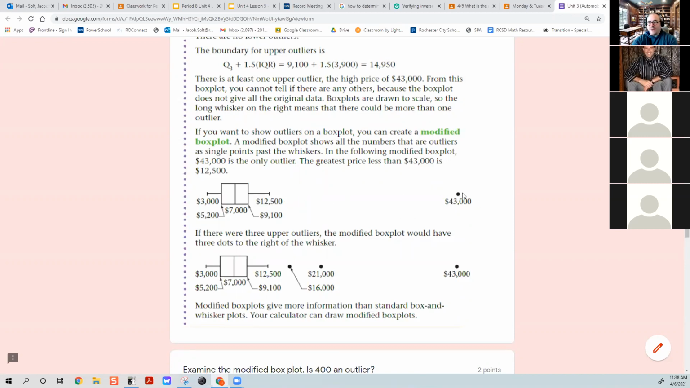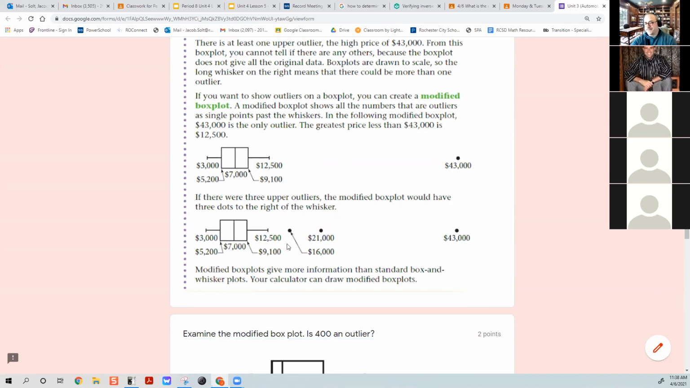So with just what we have right now, we'd only be able to say, okay, $43,000 is one outlier, and it looks like there were 3 other cars that represented some outliers, right? In this modified box plot, we have one car showing up that's $16,000. That's an outlier. 21,000 is an outlier, and of course 43,000 is still that maximum.